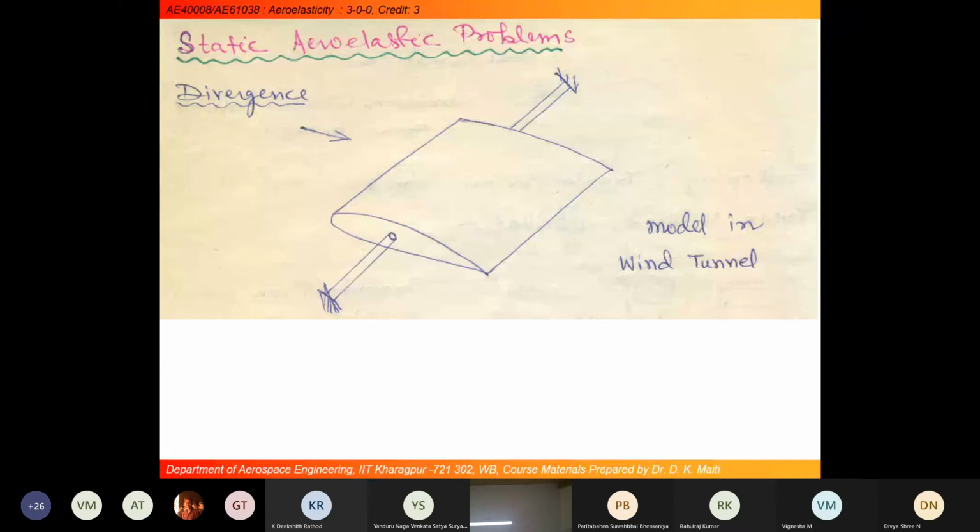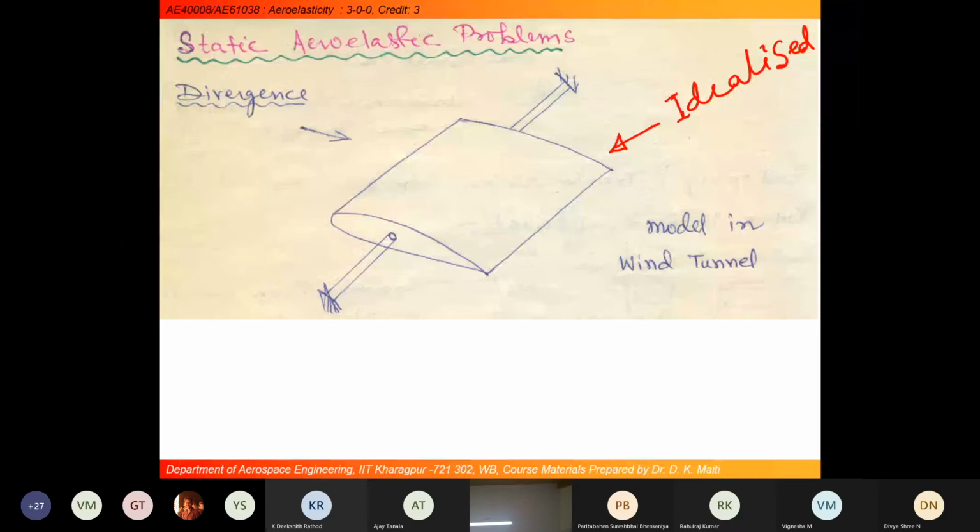This aerofoil, whatever we have considered here, is basically idealized. Is it visible to you? Whatever I am writing, are you able to see? Yes, sir. Okay.